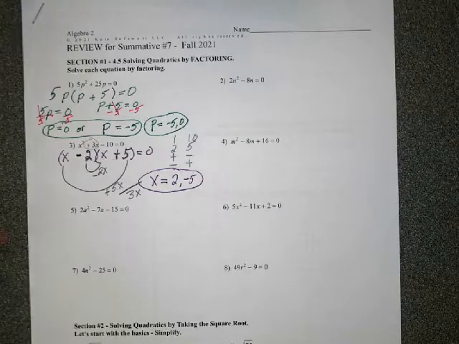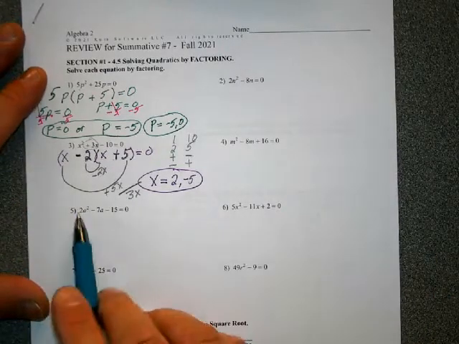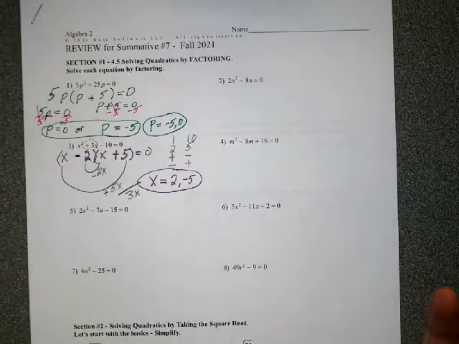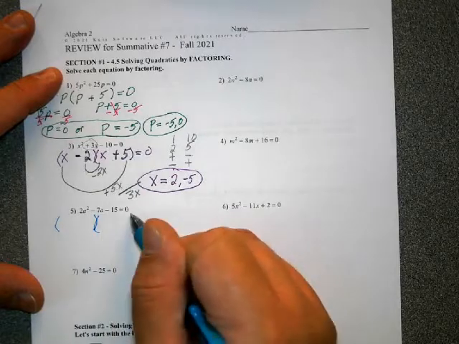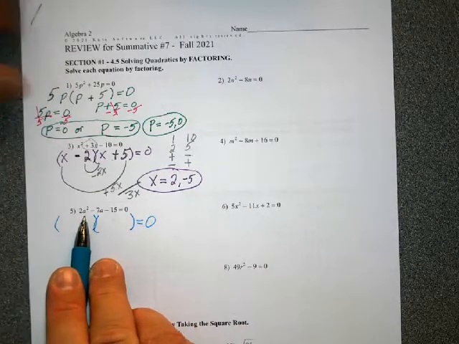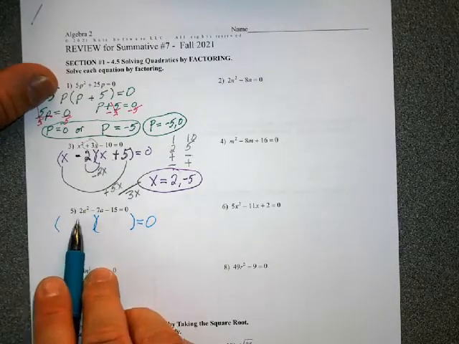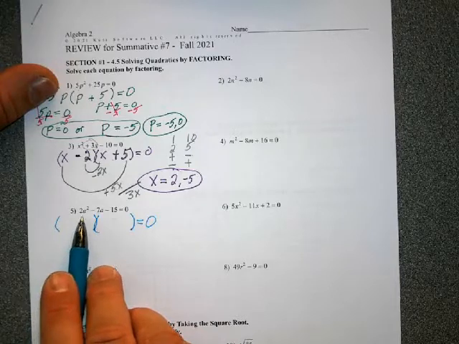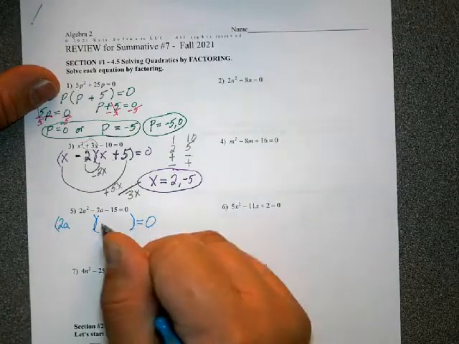All right, number 5. Again, I can't take out any common terms. There are none. So this time, it's a little harder because I have a coefficient in front of my squared term, my squared variable, right? But it's still a prime number. The only way to get 2a squared is to take 2a times a.